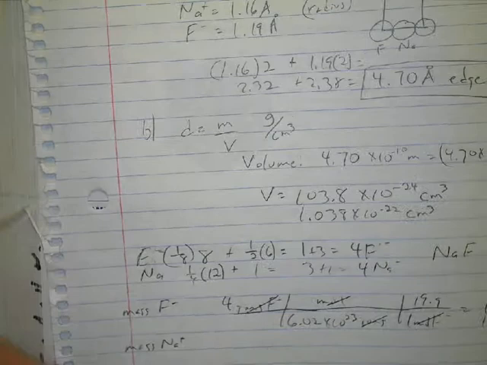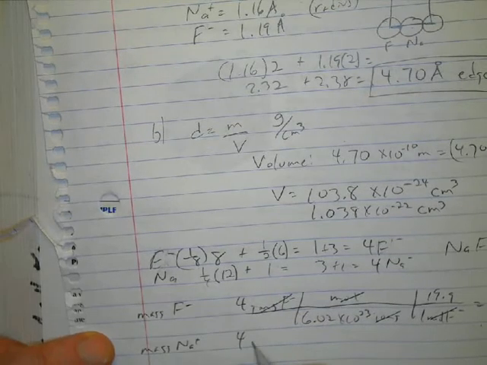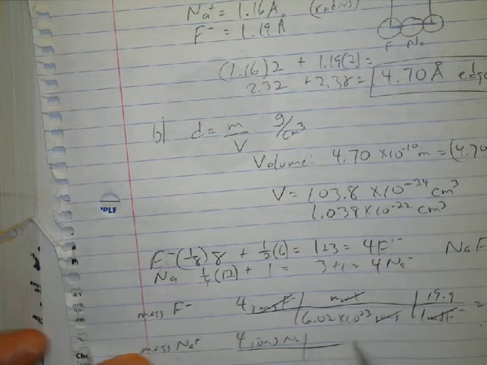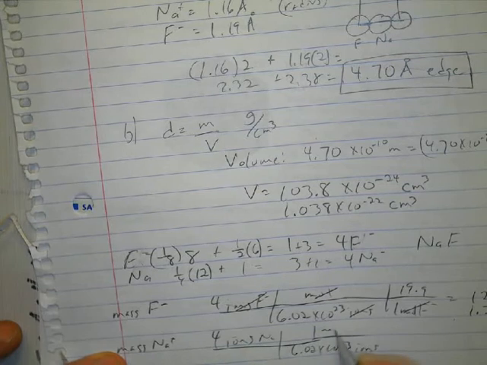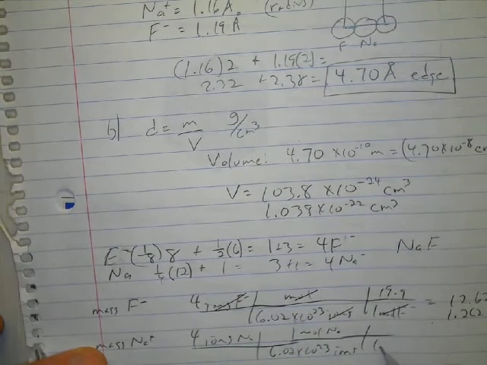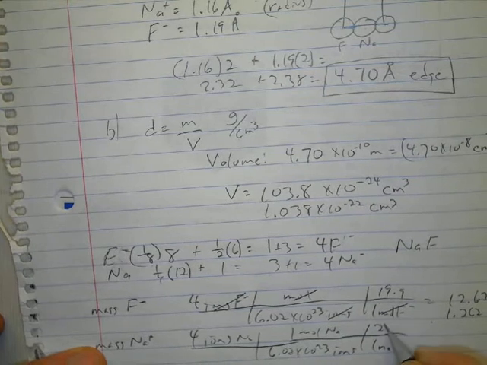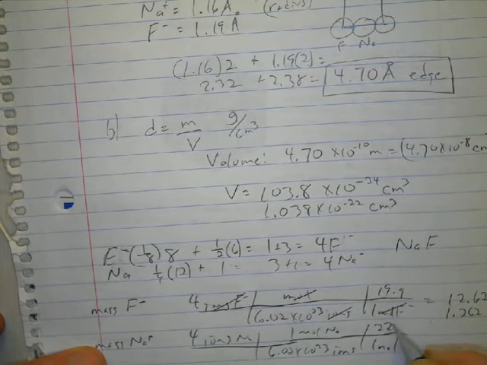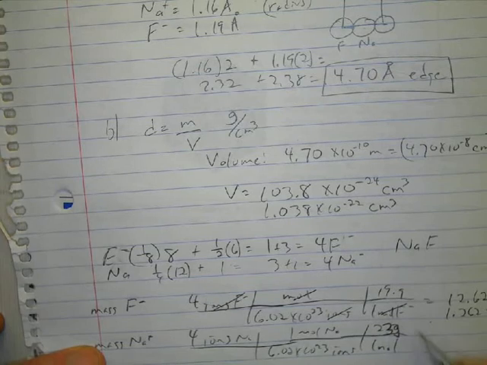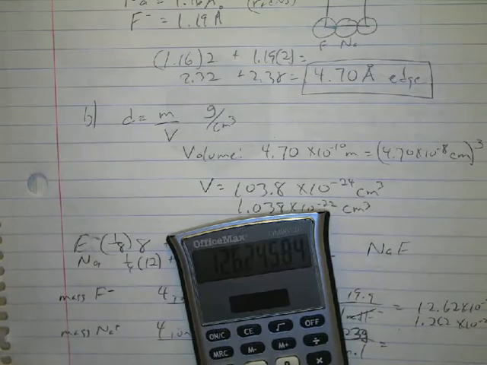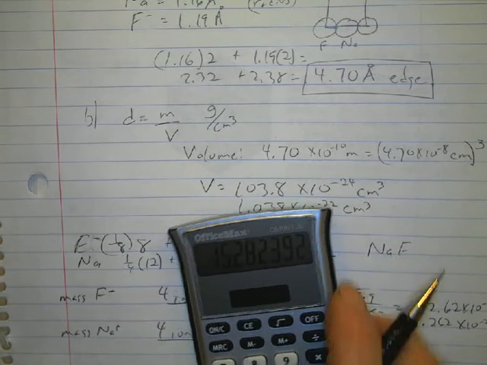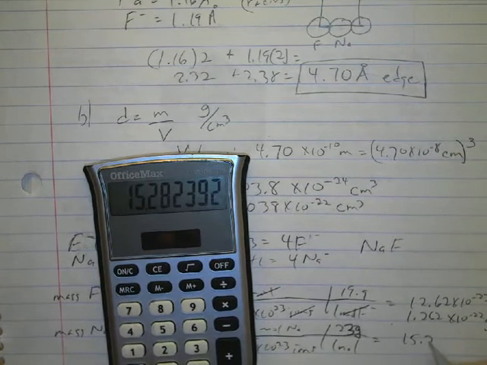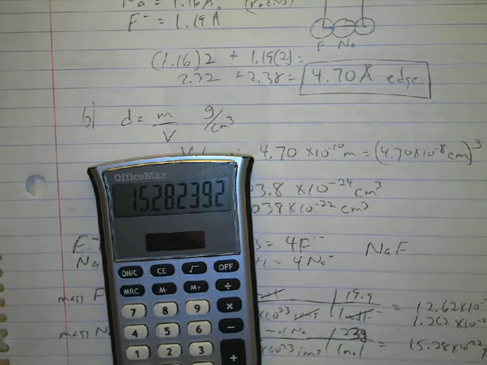Sodium works the same way. 4 ions of sodium, 6.02 times 10 to the 23rd ions of sodium is a mole of sodium, and a mole of sodium has a mass of 22.9, or 23. Okay? So that turns out to be 23 times 4 divided by 6.02, which is 15.28, which is 1.528 times 10 to the negative 22nd grams.